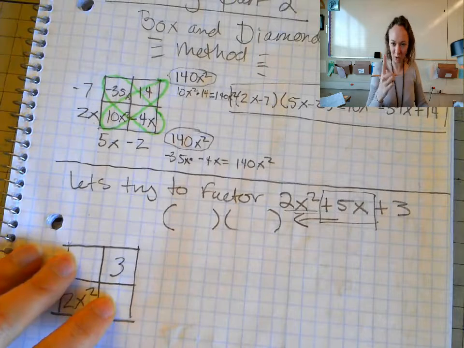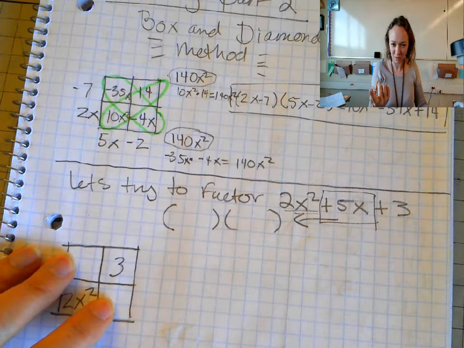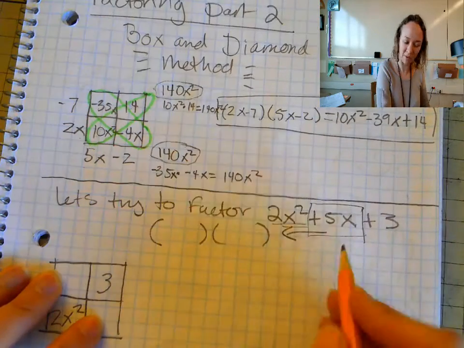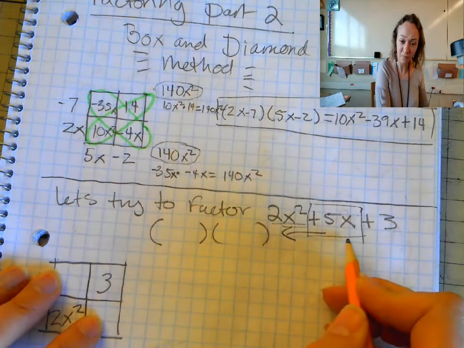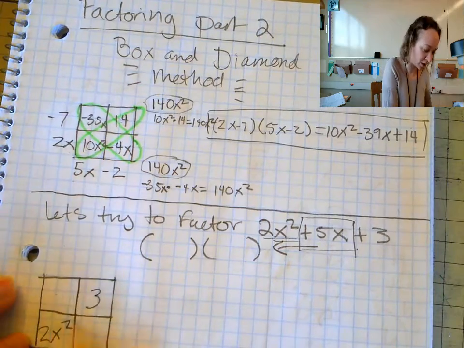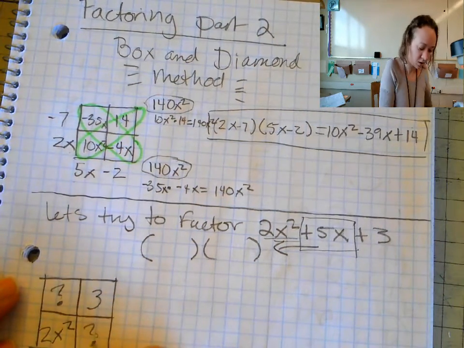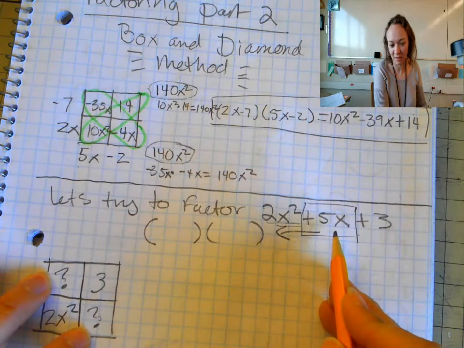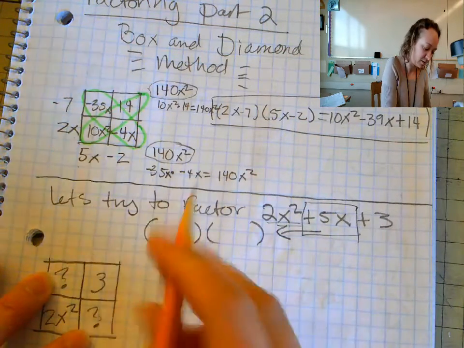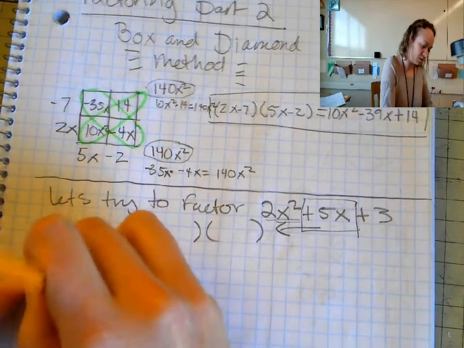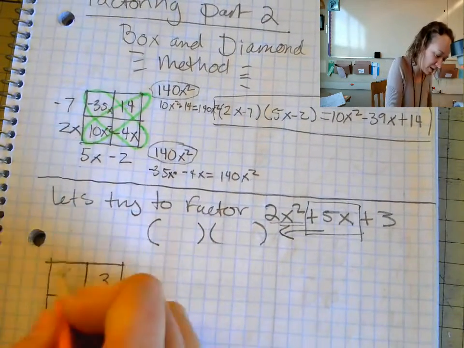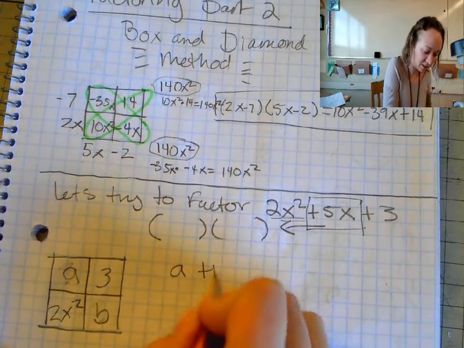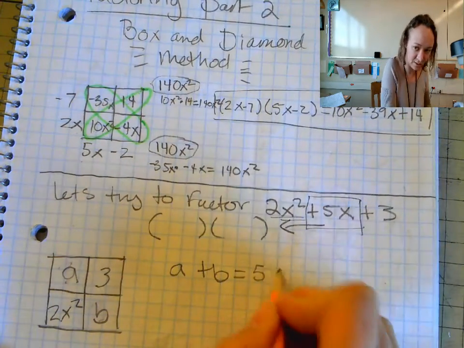There's 2 boxes here, but only one 5x. Where does it go? Well, what do I know about that 5x? I know that these 2 boxes right here, if I add them up, they're going to have to equal 5x, right? Maybe I'll call, just for fun, this box A and this box B. I know that A plus B has to equal 5x.